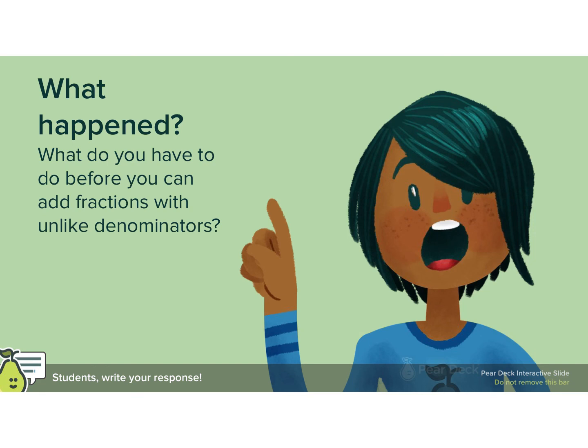Oh, I forgot this part. What do you have to do before you can add fractions with unlike denominators? You need to find the least common denominator. Find the least common denominator. Now do practice problems 3 and 4.